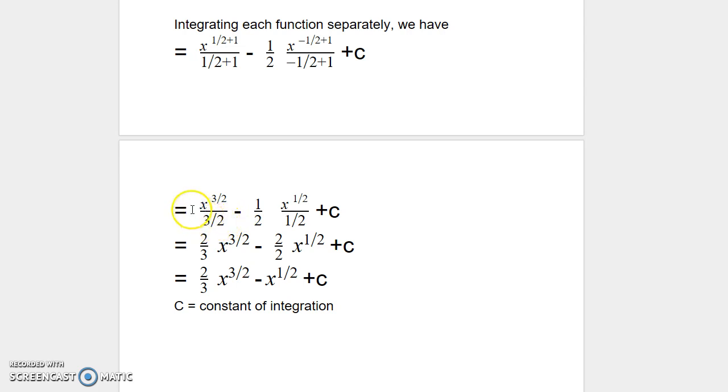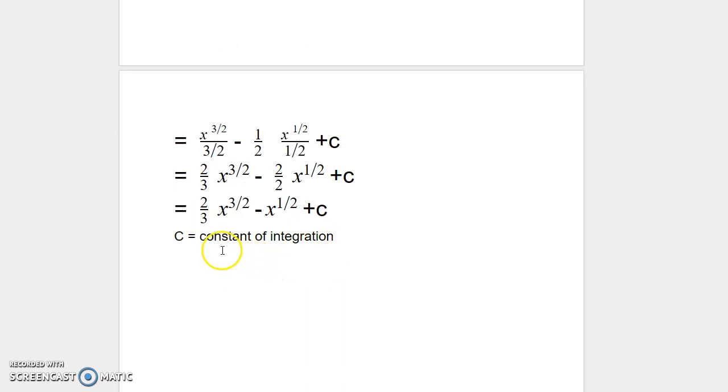And when we bring it to the side of the expression, that converts to 2 over 3 times x to the power of 3 over 2 minus, in the denominator we have 1 half. So when we bring it out, we can write it as 2 over 1. We already have 1 over 2 on the side, so we can write that as 2 over 2 x to the power of 1 half plus c.